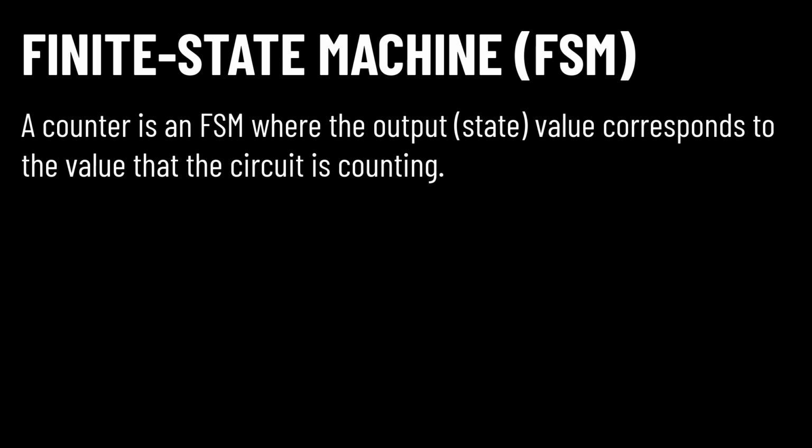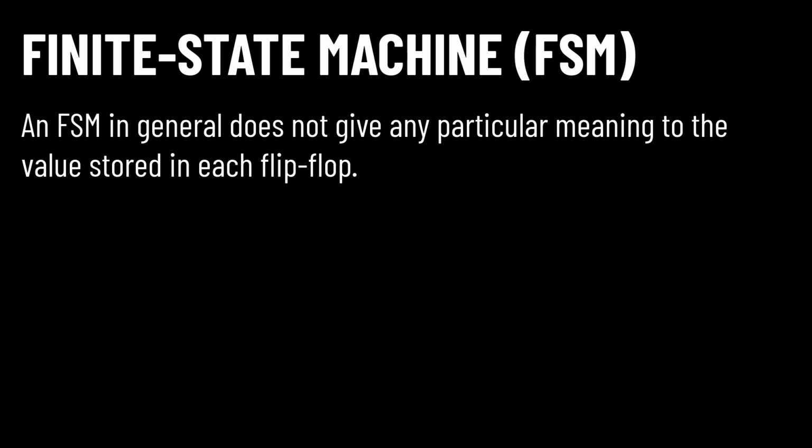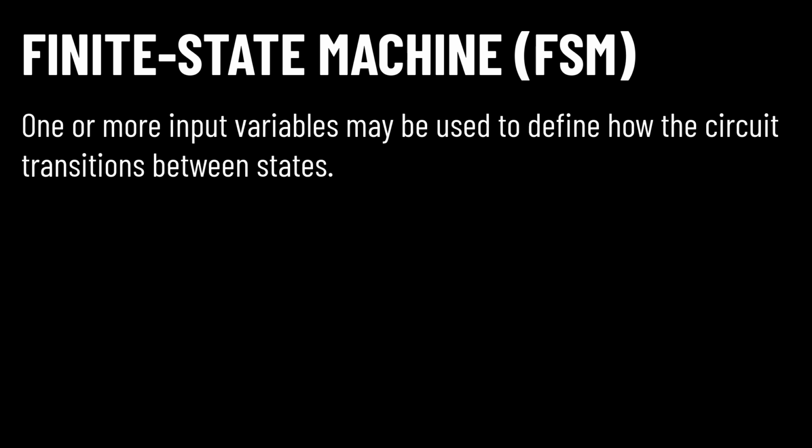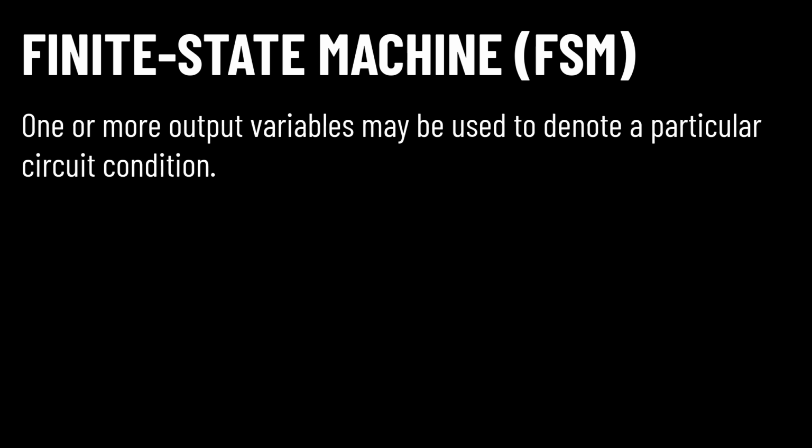In the case of a counter, the flip-flop outputs collectively describe the number that the counter circuit is counting at that moment in time. In general, finite-state machines have output values that do not necessarily have any specific meaning, but which are used to define a particular circuit state. There may be one or more input signals used to transition between states, and there may be one or more output values used to denote a particular condition of the circuit.